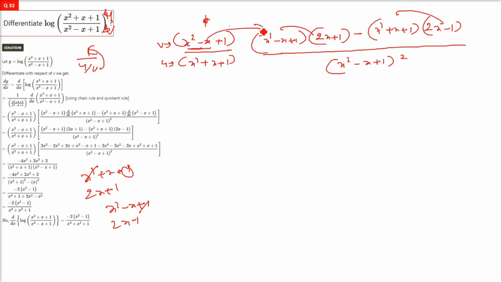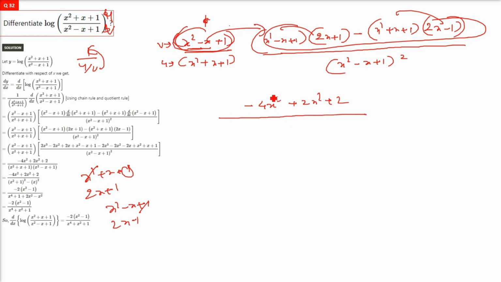You have to multiply it with x square minus x plus 1 also. What I am trying to suggest here is not only this second part. Whole multiplication, there will be a lot of cancellation. And then finally multiplied by x square minus x plus 1. So the final answer I am writing: minus 4x square plus 2x square plus 2. Algebraic part or normal computation, I am leaving it for you. So in the denominator, I will be writing x square plus x plus 1, which is remaining. And here x square minus x plus 1.